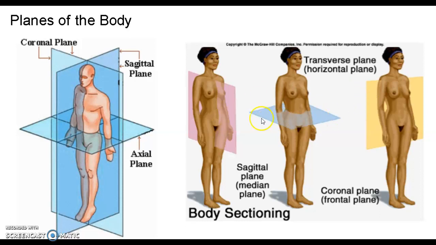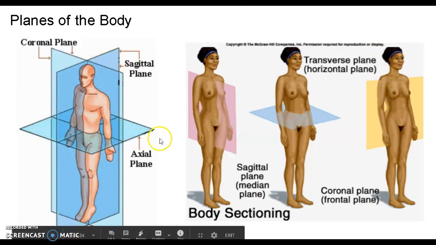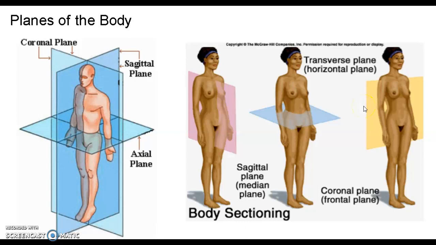Transverse is right across the belly, separates your superior and inferior halves. And then coronal goes right through the top of the head, down through the toes, and this separates your front and back halves of the body, or your anterior and posterior halves of the body.